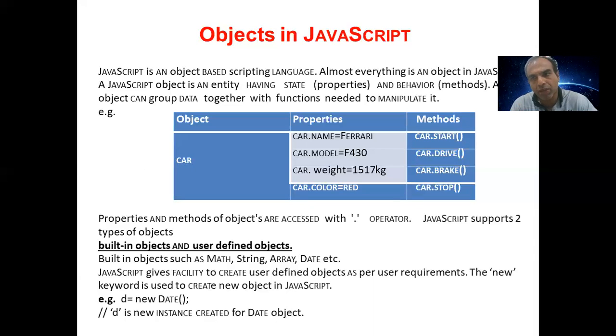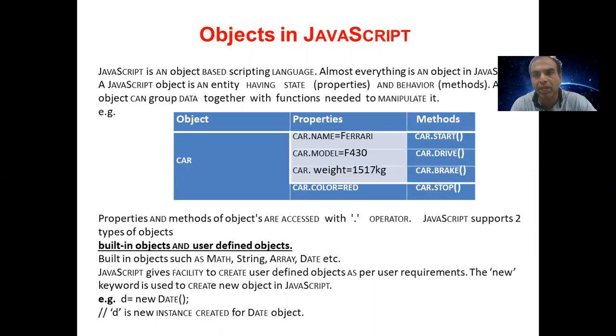It supports two types of objects: one, built-in objects, and second, user-defined objects. Built-in objects are such as math, string, array, which we have to see individually, date, etc. JavaScript gives the facility to create user-defined objects as per user requirement. If you want to create user-defined objects, we have to use the new keyword. This is to create a new object in JavaScript.